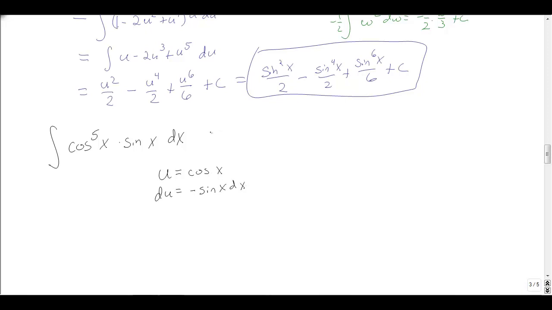And if you notice what happens here is I get an antiderivative, cosine to the 5th x, that's u to the 5th. Well, then you have sine x dx, that's pretty much du, I'm missing the negative. So you get a du and then a negative. And then you integrate this, and you get a negative u to the 6th over 6 plus c. So this is negative cosine to the 6th x over 6 plus c.